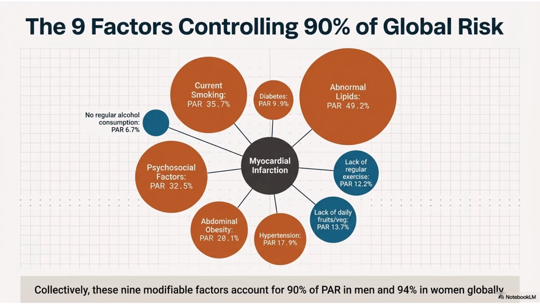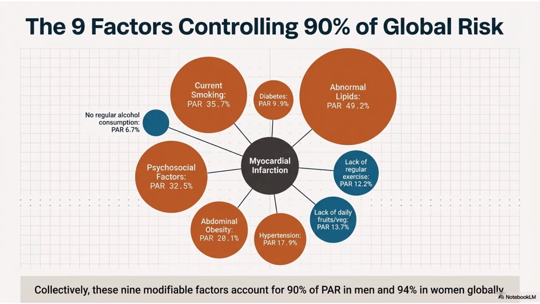If you look at the center, we have myocardial infarction, and around it we see 9 major factors. We're talking about stuff you mostly know, like abnormal lipids, smoking, diabetes, hypertension, and what have you. So each bubble represents a factor associated with myocardial infarction risk. But the key concept here is PAR, or population attributable risk. PAR asks a very public health question.